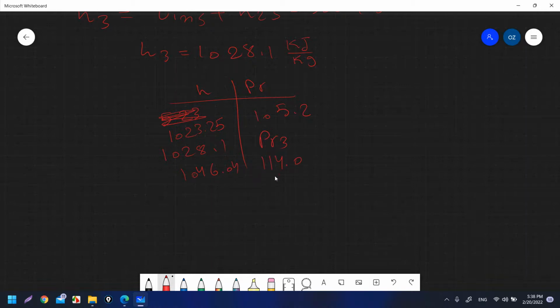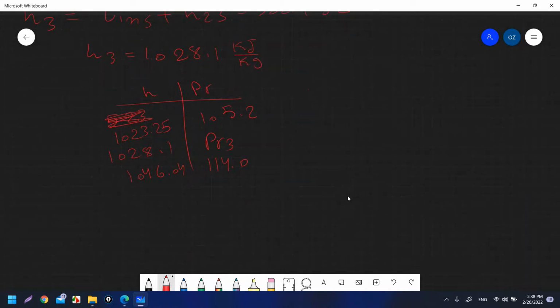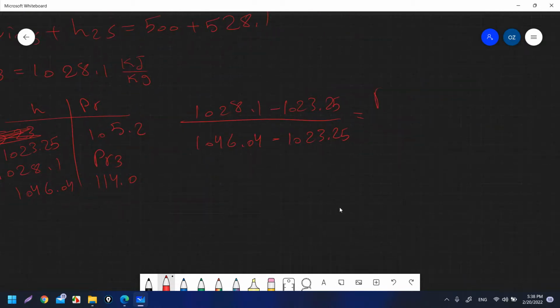So by making the interpolation, 1028.1 minus 1023.25 over 1046.04 minus 1023.25, and this will give you that PR3 minus 105.2 over 114 minus 105.2, will give you that PR3 is equal to 107.073.